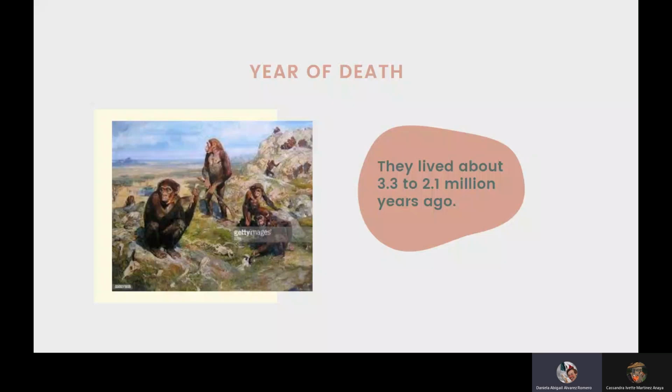Year of death: they lived about 3.3 to 2.1 million years ago. Habitats may have vanished as a result of global climate cooling, or the Australopithecus may have been pressed to extinction by the growing population of early humans.